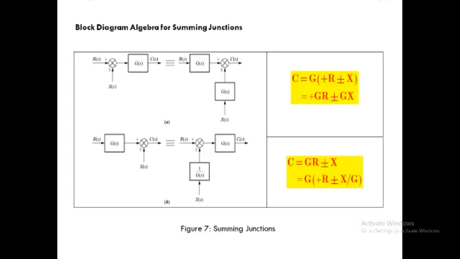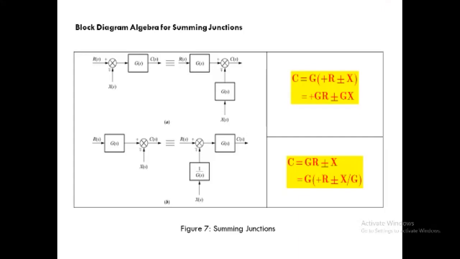Let us take this shifting point X of s. So in between we have to take the gain the same, that is G of s, and what is the input to this gain G of s? It is X of s. So what is the value for diagram A? It is C equals G in bracket R plus minus X, or by solving this we get it equals GR plus minus GX.